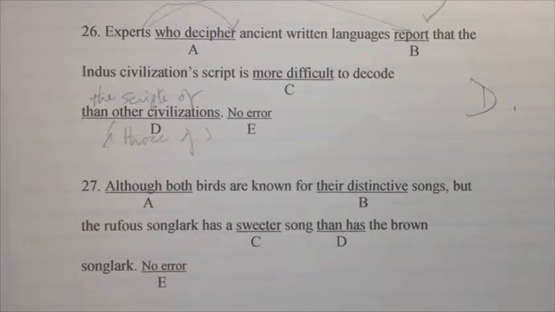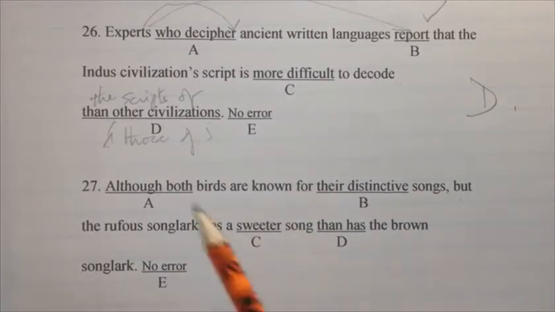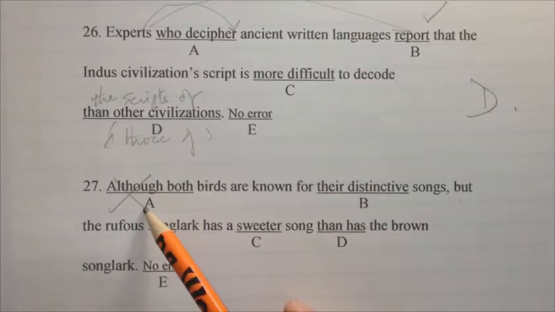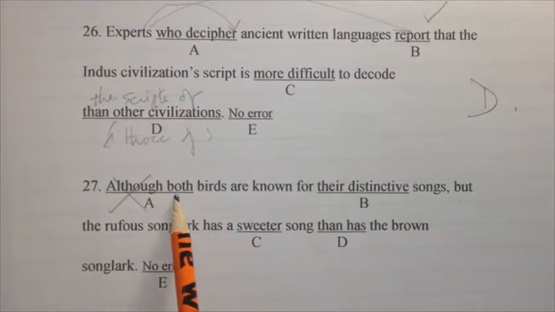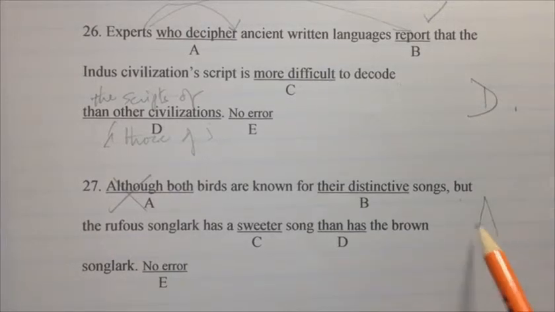27. Although both birds are known for their distinctive songs, but the rufous song lark has a sweeter song than has the brown song lark. Okay, "although" and "but" never go together. Since "but" is not underlined, "although" has to be wrong. All you need is: both birds are known for their distinctive songs, comma, but the rufous song lark has a sweeter song than has the brown song lark. Okay, so A.